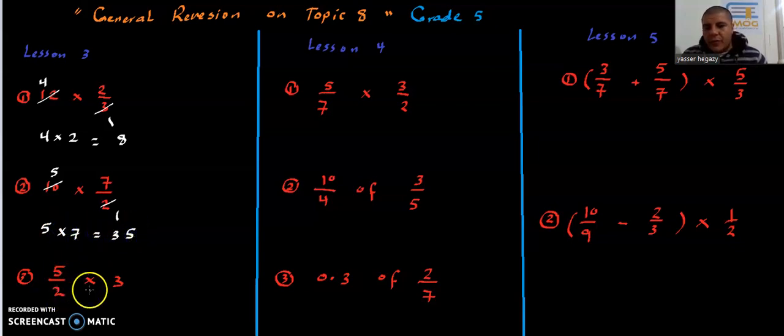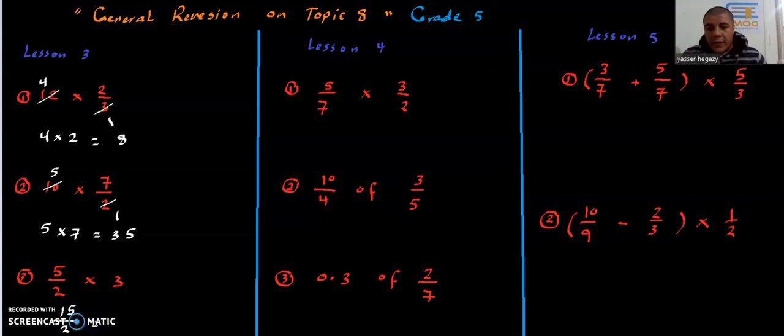5 out of 2 multiplied by 3. Before we multiply, we must simplify. But here we have 3 and 2. It's in the simplest form, and we can't divide any one of them. So 5 multiplied by 3 equals 15. 2 multiplied by 1. Why is it 1, Mr.? As it's a whole number, and the denominator of it equals 1. 2 multiplied by 1 equals 2.